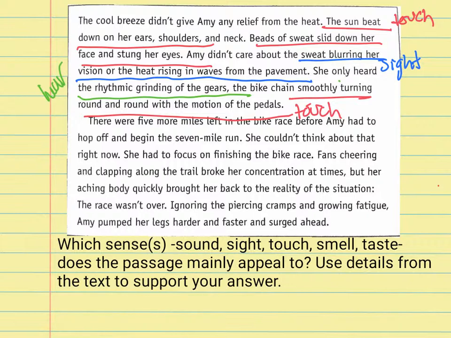Fans cheering and clapping around the trail broke her concentration at times. Okay, so the clapping, fans cheering, this would be hearing. But her aching body quickly brought her back to the reality.